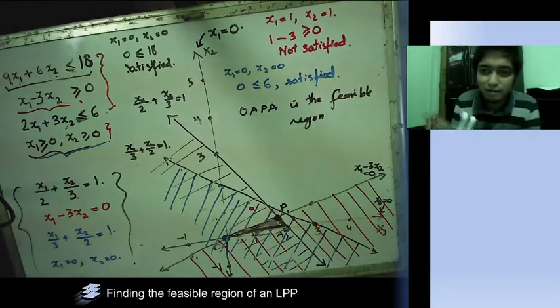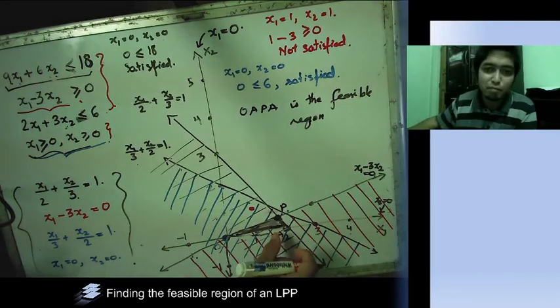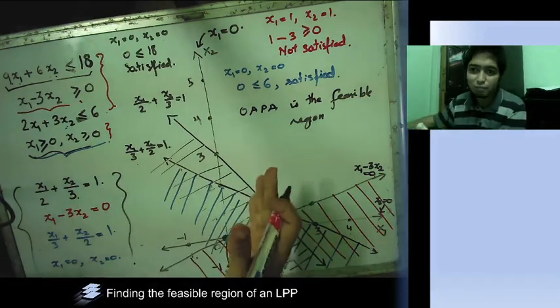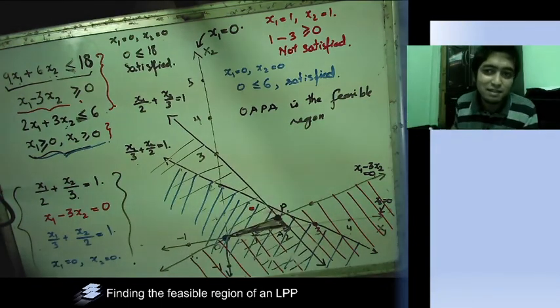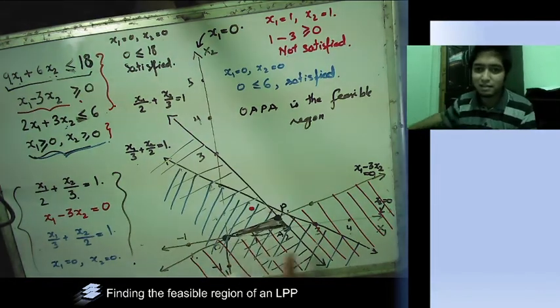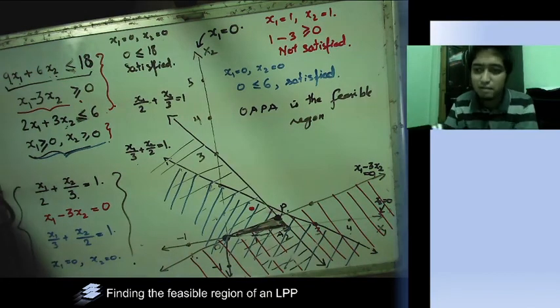You have to be careful that if there is no common portion in that quadrant, then you can easily say that there is no feasible region. But over here we are lucky that indeed there is a feasible region. Until next time.